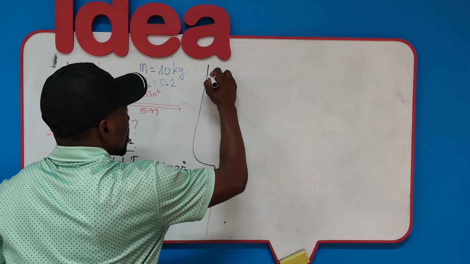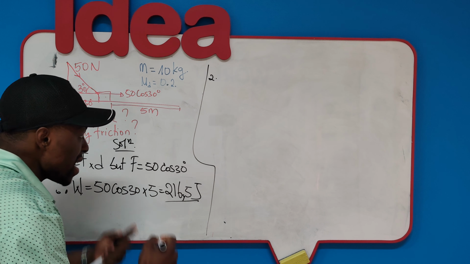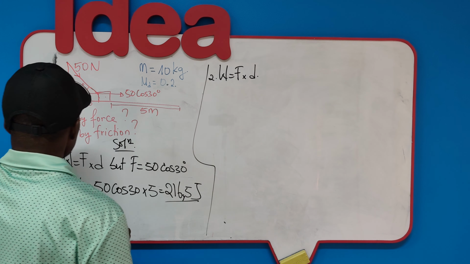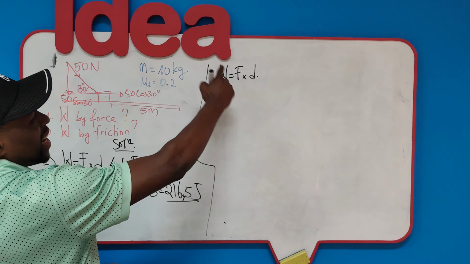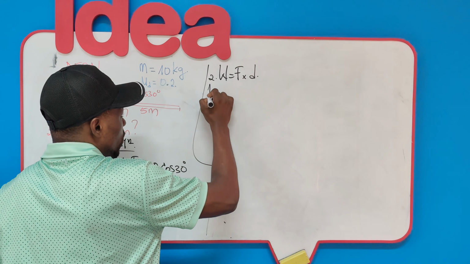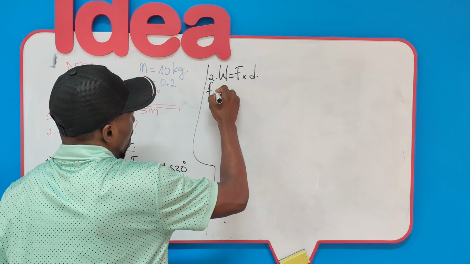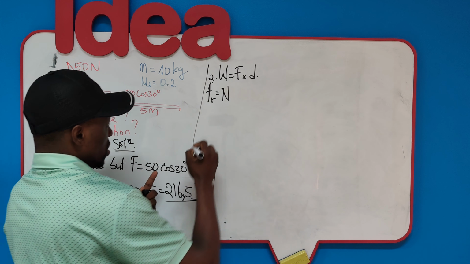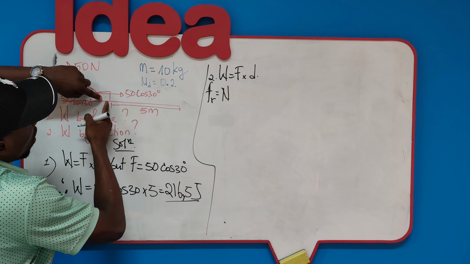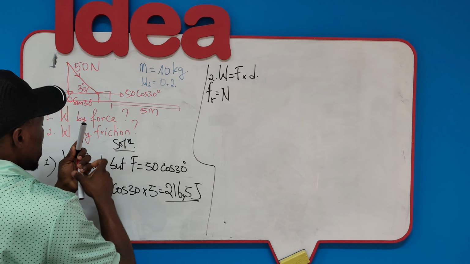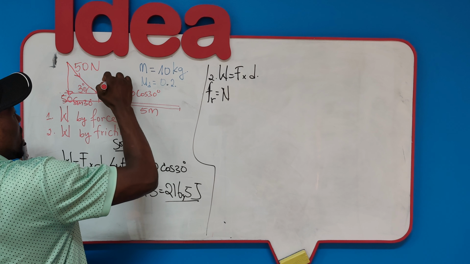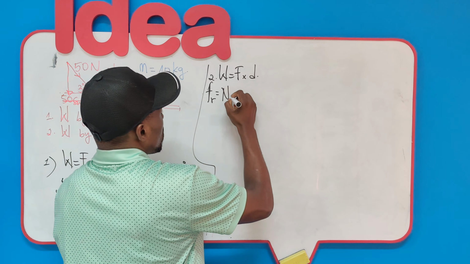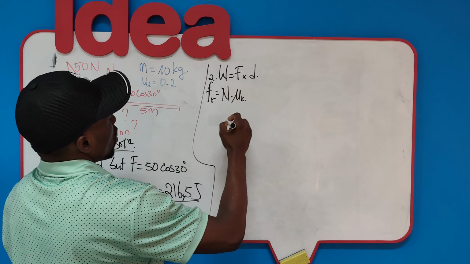Now, question 2 asks for the work done by the friction force. Again, work done is force times distance. But this time, what is the force in question? It is the friction force. Let's start by finding that friction force, which I'll represent by small f_r. The friction force in this context will be given by the normal reaction, that is, the reaction which this floor has on this object, which I'll represent on the diagram by capital N, times the coefficient of kinetic friction, mu k, or mu d if you want.